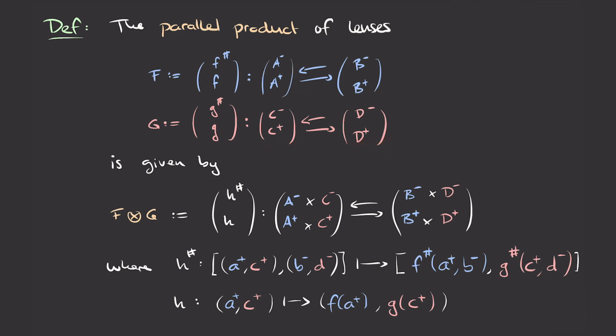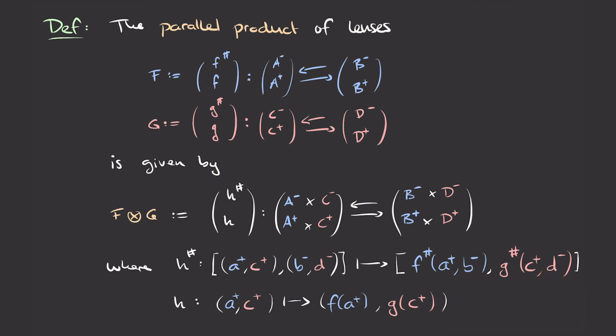If we have an element small a plus, small b minus, then we can apply the pass-back map in F, because this takes an element small a plus and small b minus and maps it to an element in capital A minus. So that's what we're doing here. In the same way, we're taking these elements that come from the data of G, and we're mapping it to an element in C minus by applying the pass-back map g sharp to these elements. And this then gives us a pair of elements, one in A minus and one in C minus.